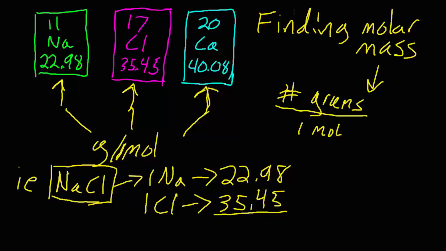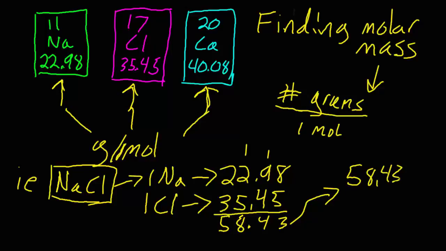8 plus 5 is 13. You got the 1 over here. So we got a 14, carry another 1. We got a decimal point, 8, 5. So 58.43. That number means that every time we have NaCl, there are 58.43 grams in every 1 mole, or per every 1 mole of NaCl that we have.